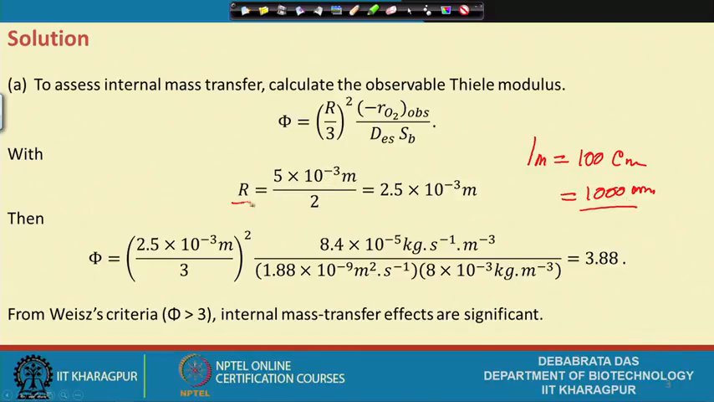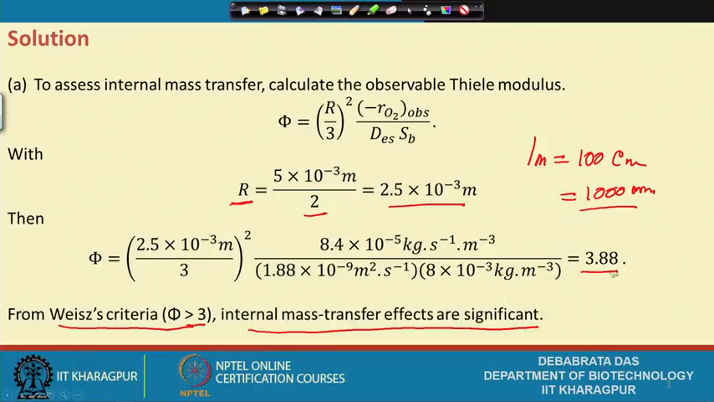So, this is the diameter, and the radius will be divided by 2. So, it has come like this. Now, if you put this value, all values are there, that is equal to 3.88. Now, what we have observed in the table that I showed you in the last lecture is that if the Thiele modulus is more than 3, then it is a mass transfer limitation problem that we have in the system.